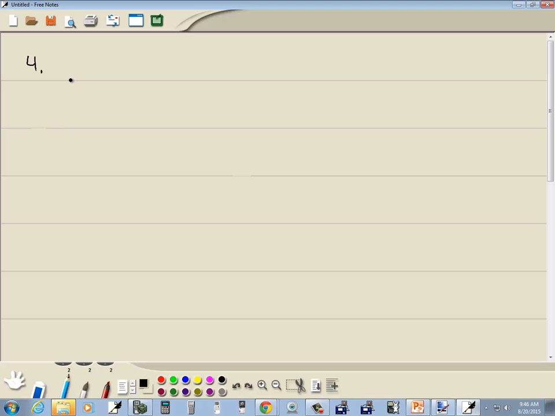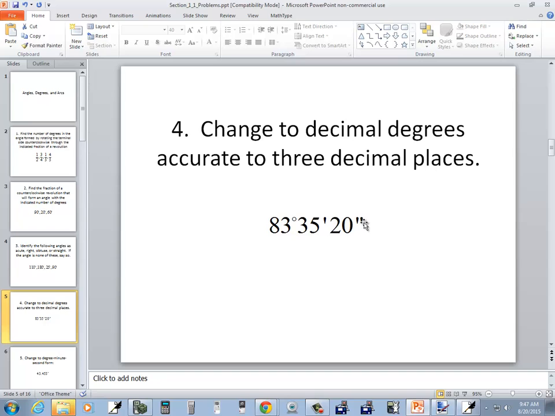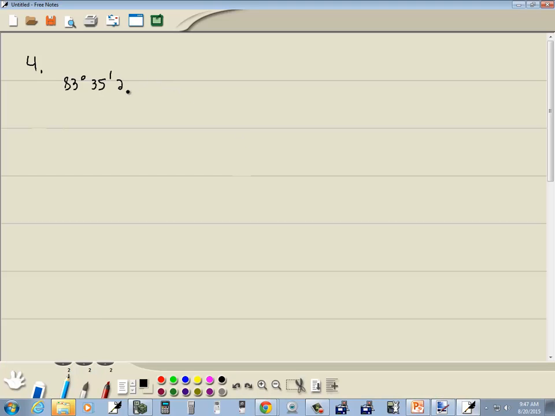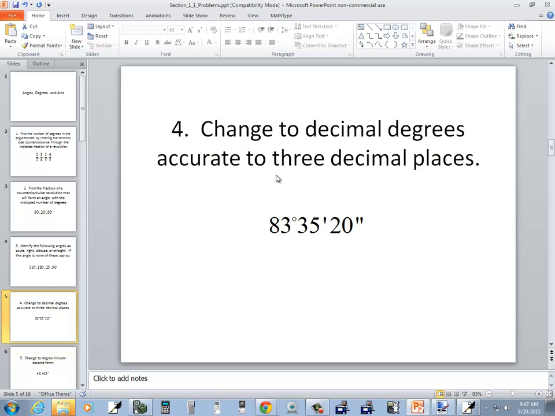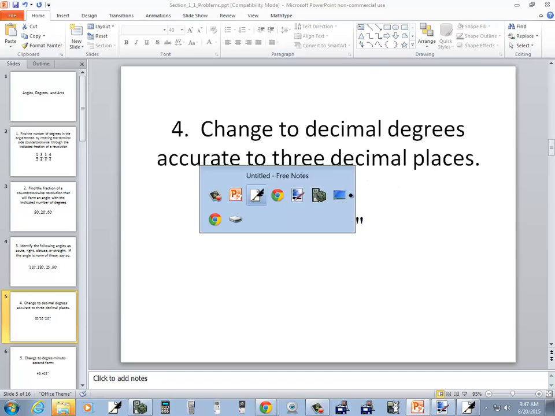We have 83 degrees, 35. Remember, this mark here is minutes. Now this is new here. We have 20, and this refers to seconds. So this says 83 degrees, 35 minutes, 20 seconds. And they want us to convert this, change it to decimal degrees, accurate to 3 decimal places. So we want to convert this.